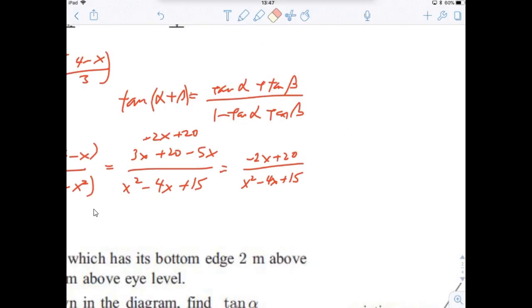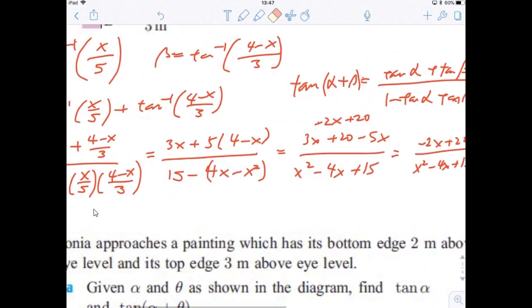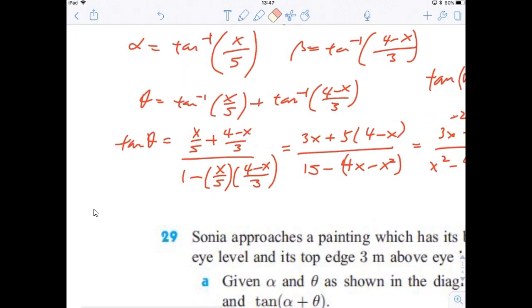So now we have an expression with tangent theta on the left and this terrible polynomial on the right, and we're going to take the derivative of both sides so that we can figure out when the derivative is 0. The derivative of tangent theta is secant squared, and we're just going to do implicit differentiation here because then we don't have to take the derivative of arctangent.